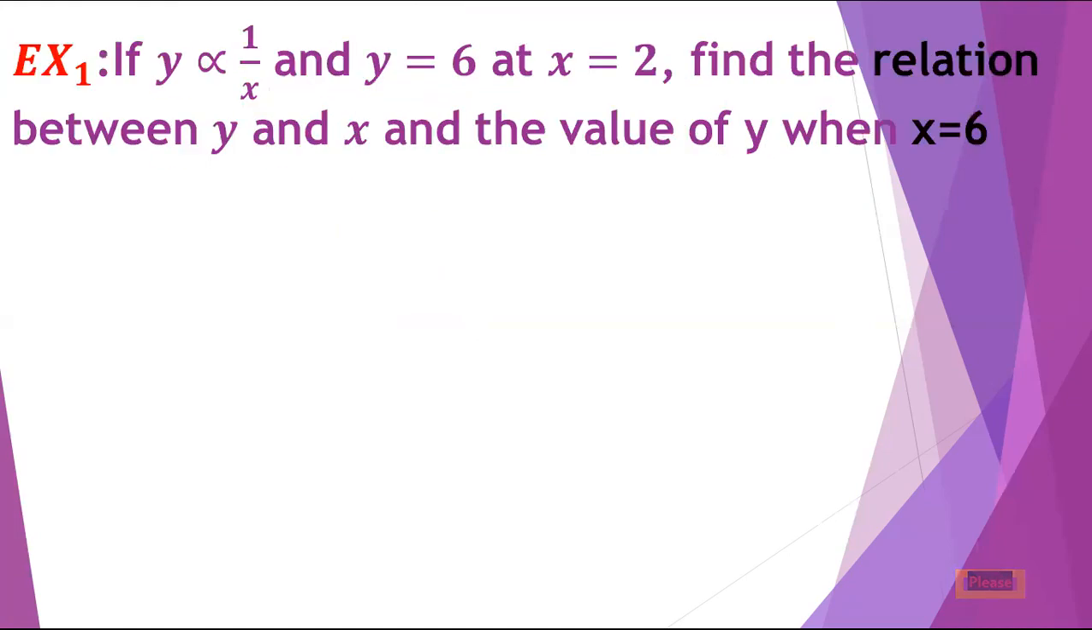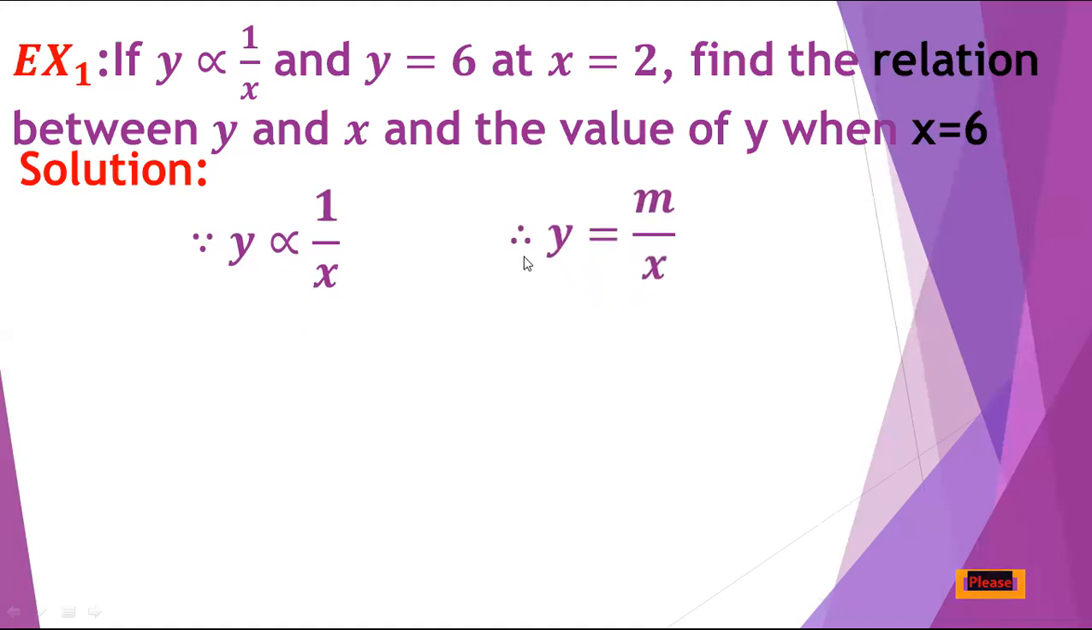For example, if y varies inversely as x and y equals 6 at x equals 2, find the relation between y and x and the value of y when x equals 6. At first, we have y varies inversely as 1 over x, then y equals, cancel the sign and put equals m. Y equals m over x, and this is the relation between y and x.